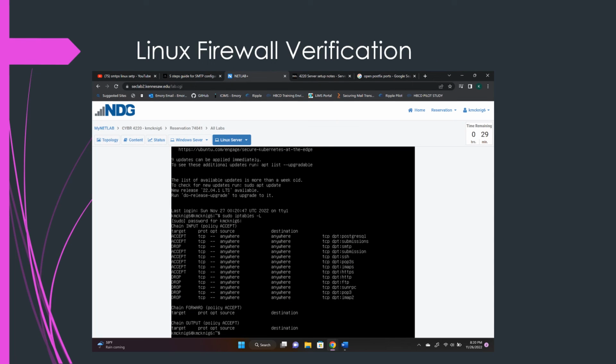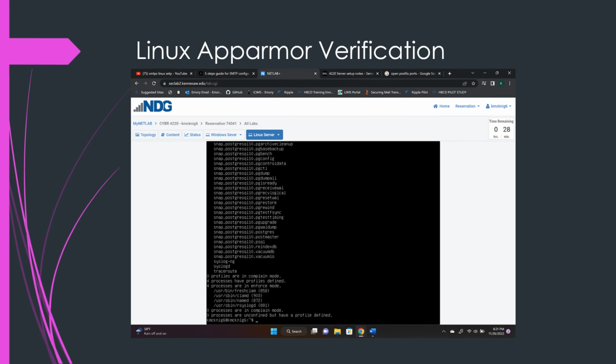Here's a screenshot of the Linux firewall verification, and if you notice here, Postgres is shown as accepted on the firewall, but it's just not configured correctly, which is why it was not showing up in Nmap. Here's the Linux AppArmor verification, and it is running and configured correctly.